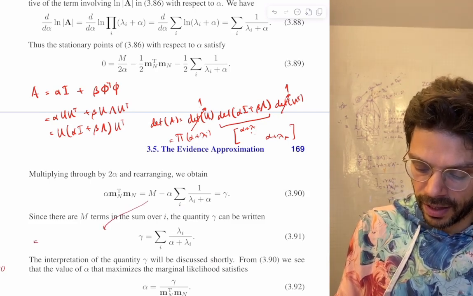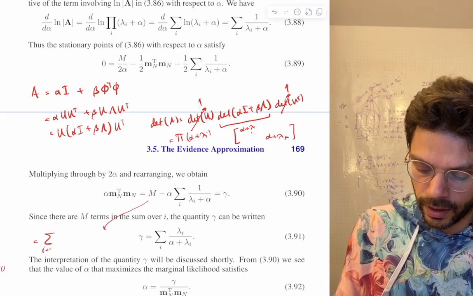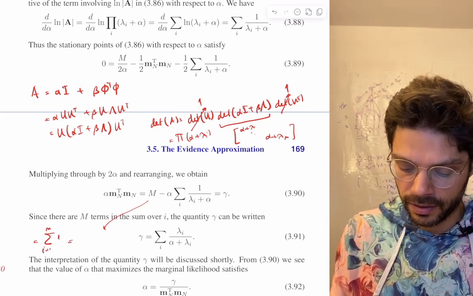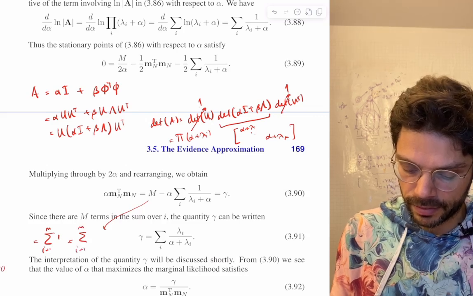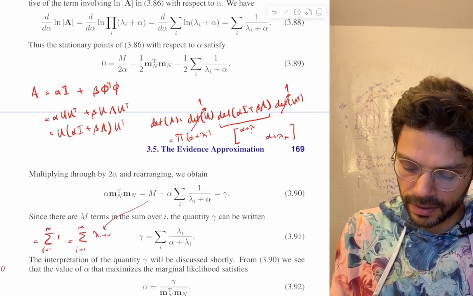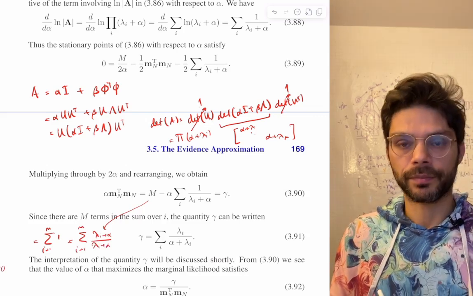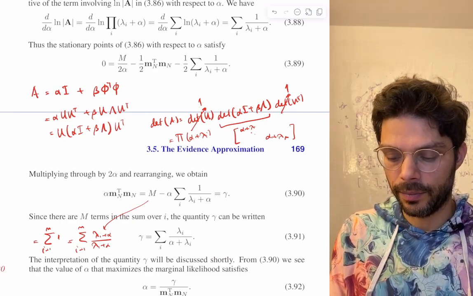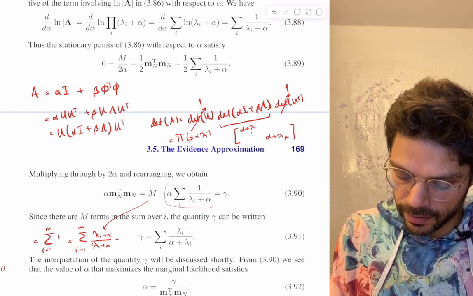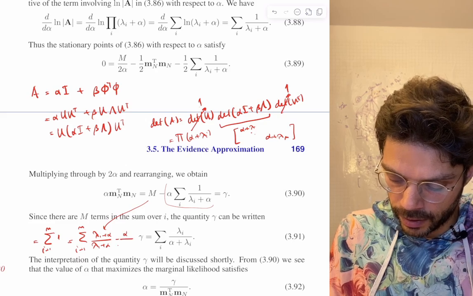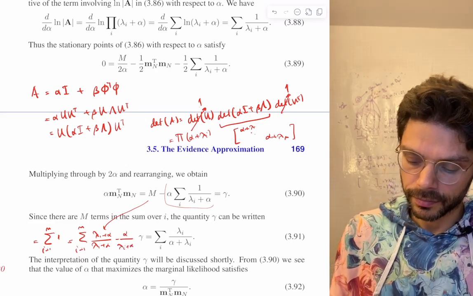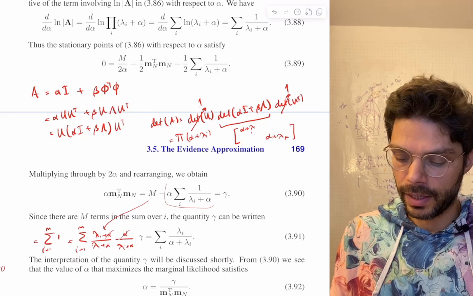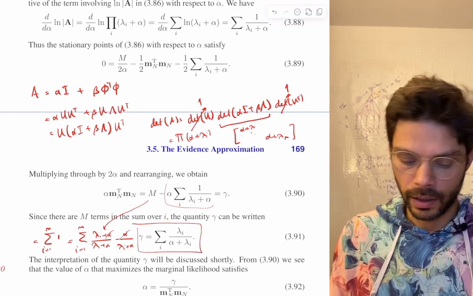as the sum of i equals 1 to m. I'm just writing what you can write m as, and this is going to equal lambda plus alpha over lambda i plus alpha. Now when you add in this particular term, I'm abusing notation a bit here, but you get lambda i plus alpha, and now the bottoms are the same, so you can subtract the alpha and alpha, and you end up with gamma being equal to this expression.